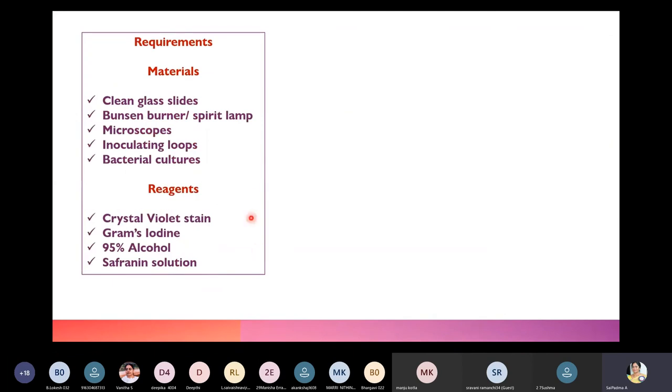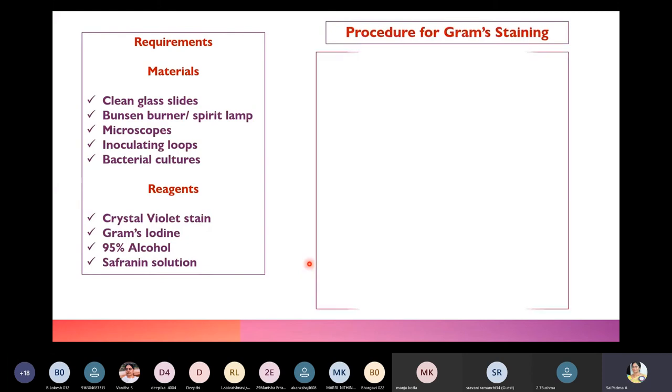Now, the basic steps or the procedures. Before going to the basic steps of the procedure, let us see what are the requirements for this Gram staining experiment. The first is a set of materials where we require a clean glass slide. Then we will require the Bunsen burner or the spirit lamp, microscopes, inoculating loops and bacterial cultures. The next set of requirements are the reagents. One is a crystal violet stain, Gram's iodine, 95% alcohol or acetone and safranin. Now let us see the procedure for the Gram staining experiment.